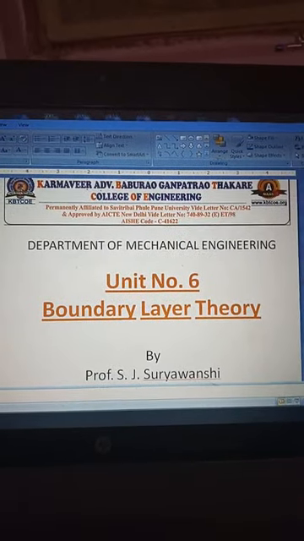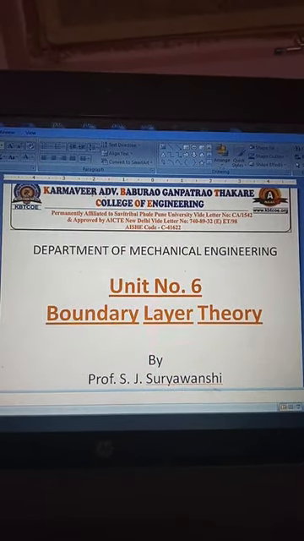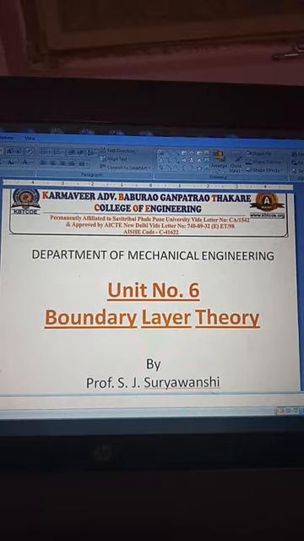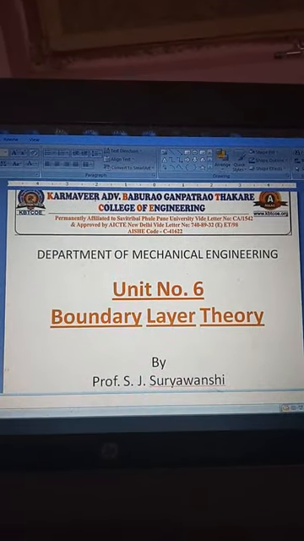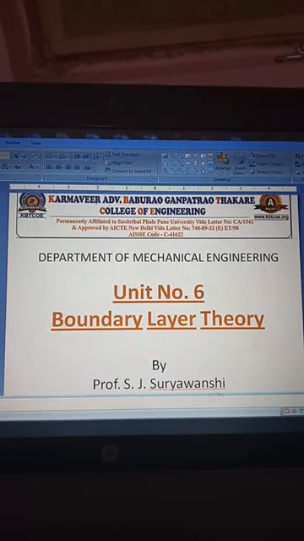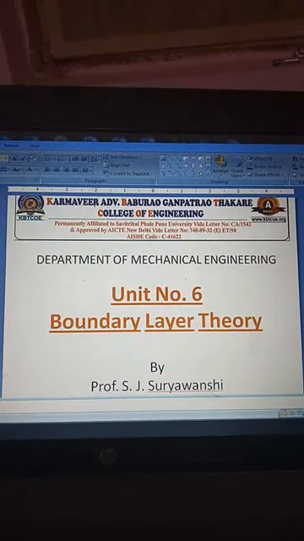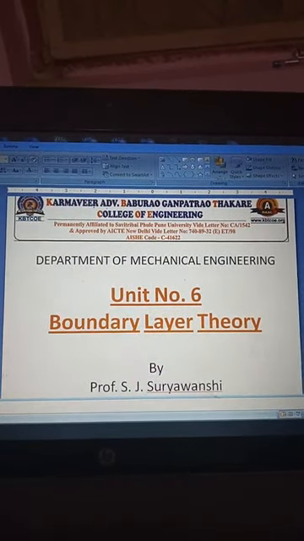We have completed 4 units of fluid mechanics before lockdown. Now, today I am going to take unit number 6, that is boundary layer theory.